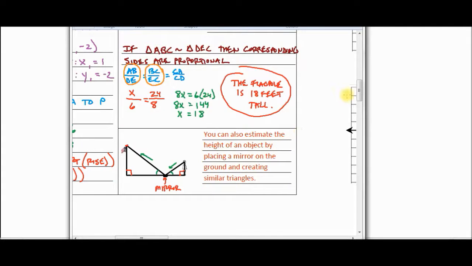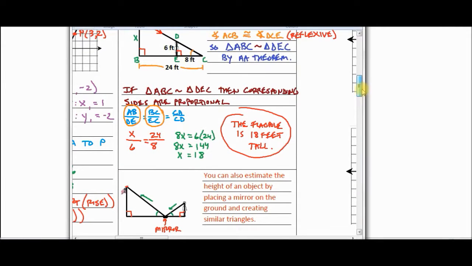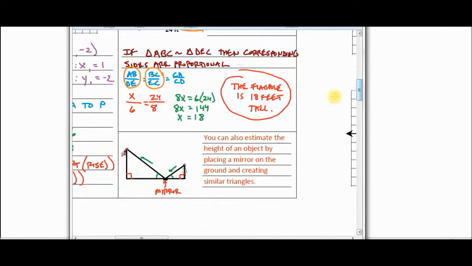So these are basically two methods, not the only methods, but two methods that we can use to use the properties of similar triangles to find the height of objects that might be very difficult to measure with the tape measure.